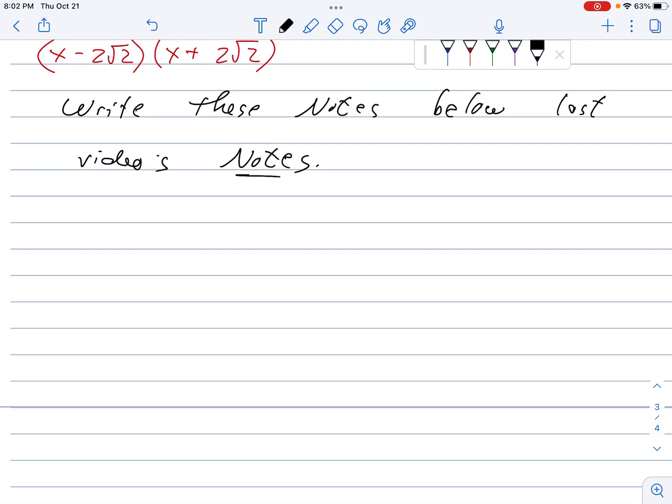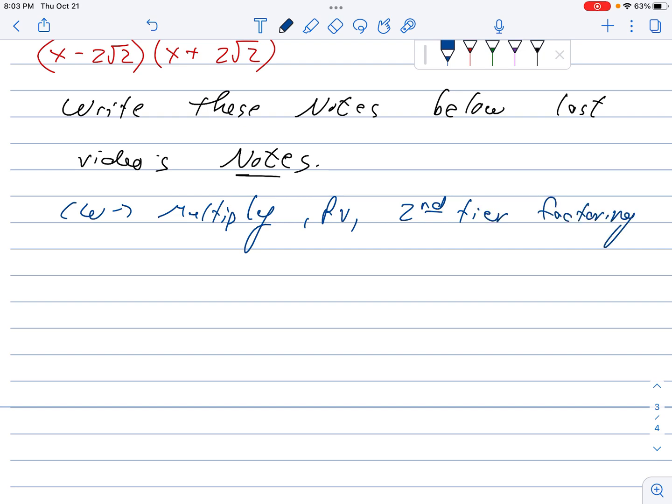Okay, so a couple things first. Again, your classwork is going to be some multiplying, and I'm writing this down for myself as well. And then a little bit of review of last video, so those ones we did, and then a couple of the second tier factoring problems. Okay, and here's how we do. So here's some of the second tier factoring problems.